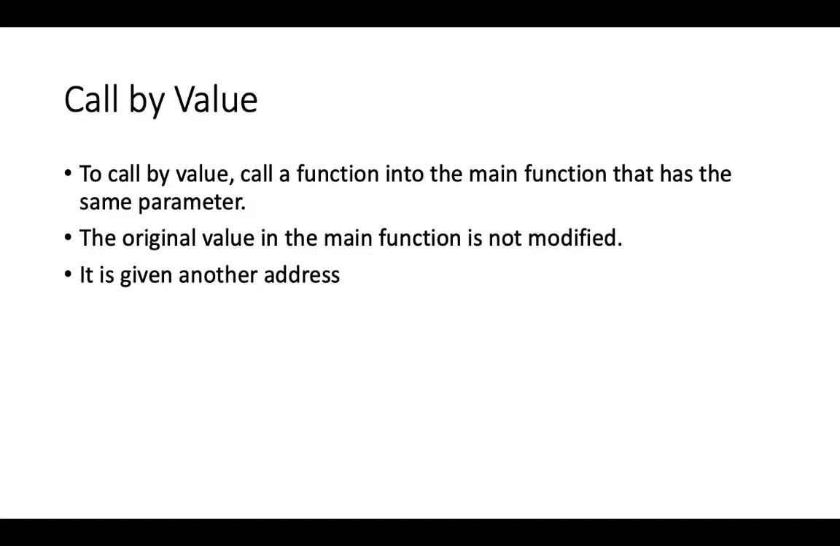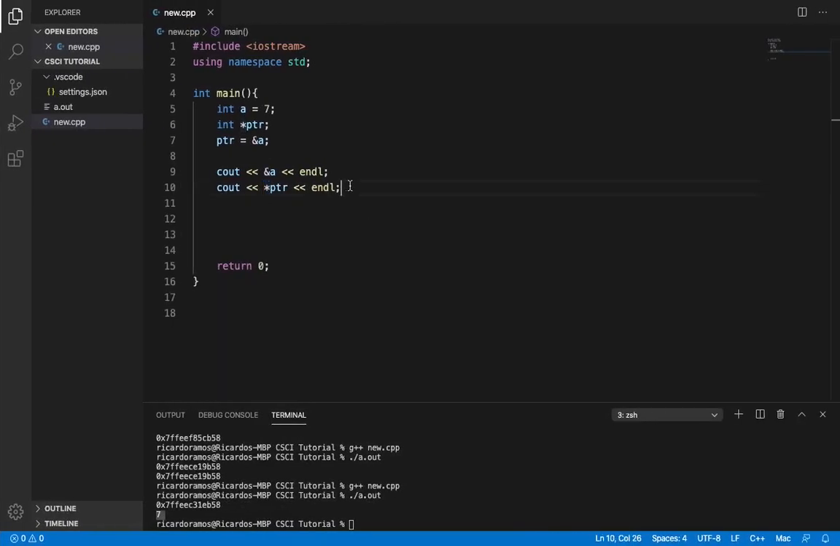So now we have call by value. This is used by having functions that are called inside of the main function, and they have the same parameter. In this type of situation where you use call by value, the original value is not changed. What I mean by this is, let me show an example.